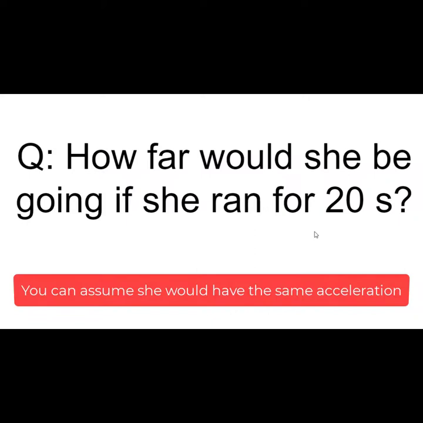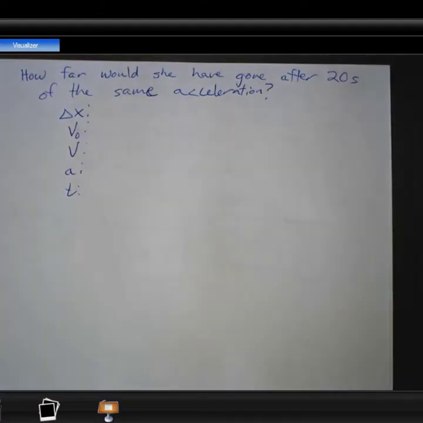Now I would like you to solve, how far would she be going if she ran for 20 seconds? I want you to try to solve it, and then I will show you my solution, how I would like you to solve it after the fact. How far would she have gone after 20 seconds of the same acceleration? So the first thing we need to figure out is what we know in this problem in order to make this prediction of how far.